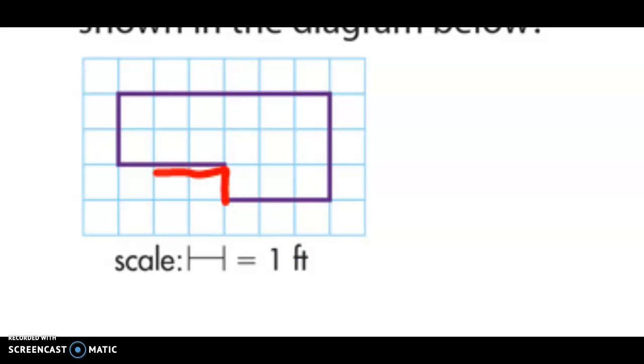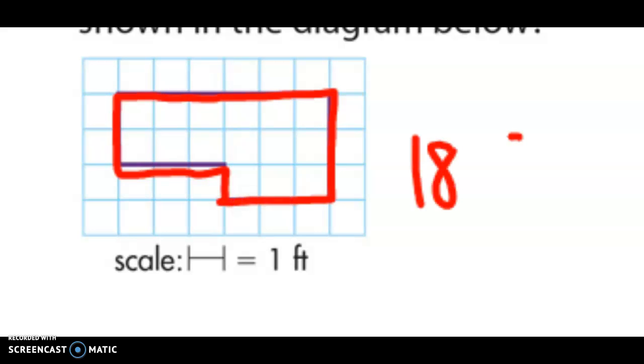1, 2, 3, 4, 5, 6, 7, 8, 9, 10, 11, 12, 13, 14, 15, 16, 17, 18. Perimeter of this shape is 18 feet.